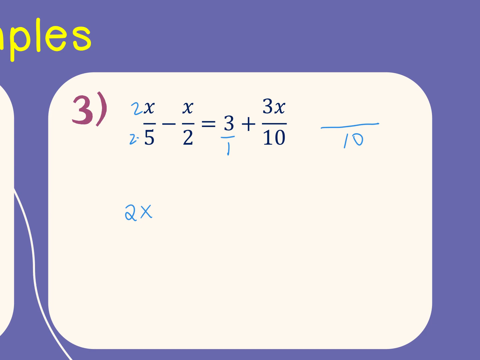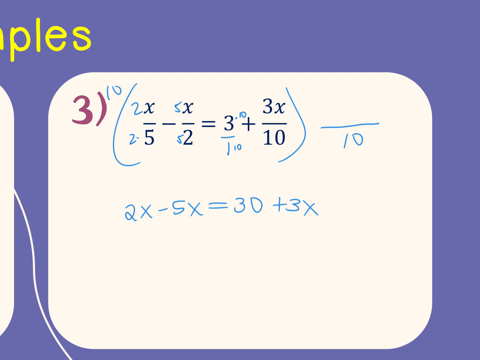So I look at my second fraction. It has a 2. What do I multiply top and bottom by? 5. Good. So minus 5x equals, what do I multiply 1 by? 10. So multiply the top by 10, and I get 30. And then what about the last fraction? Keep it. Just stays plus 3x. So what we just did was the exact same thing, I multiplied everything by 10.